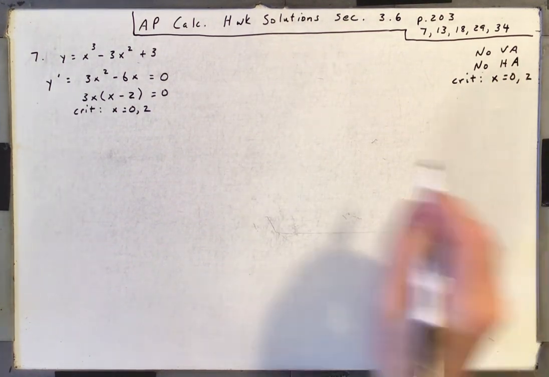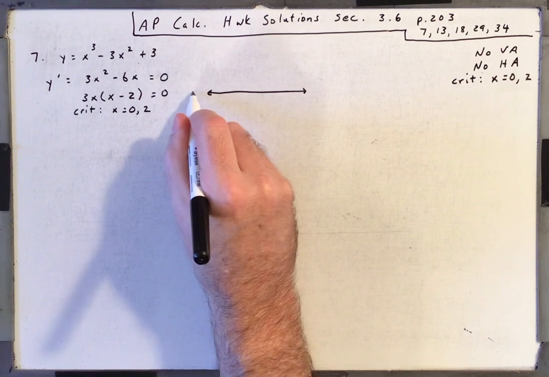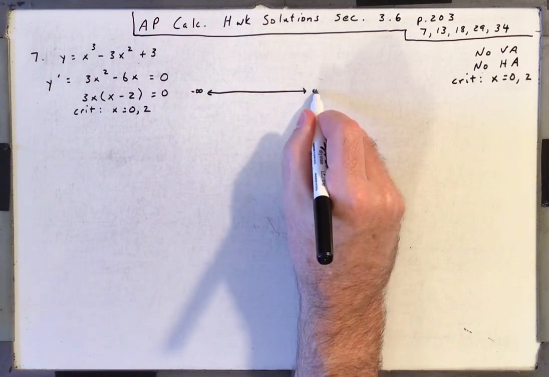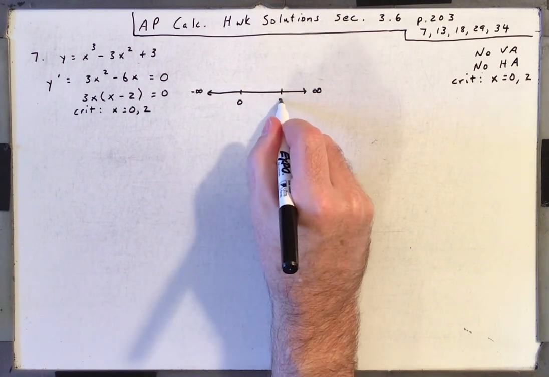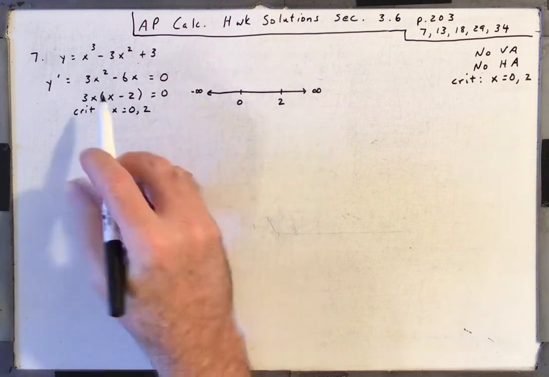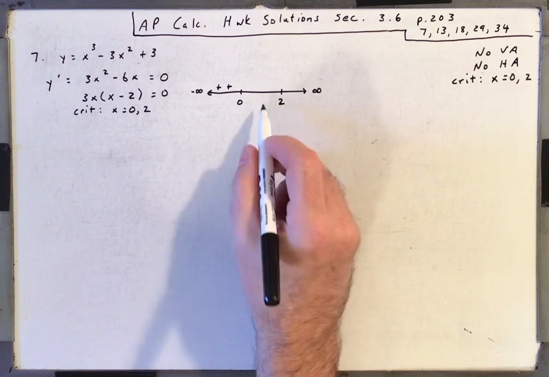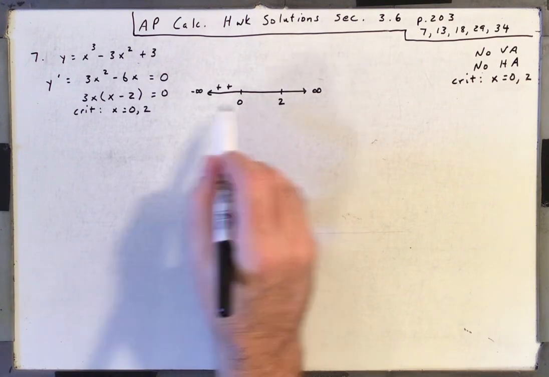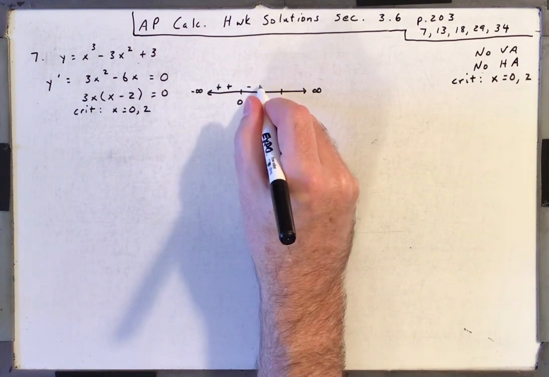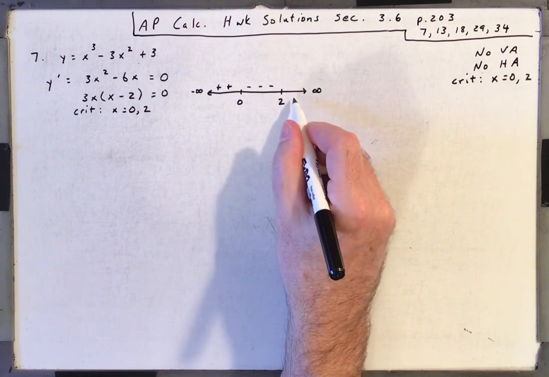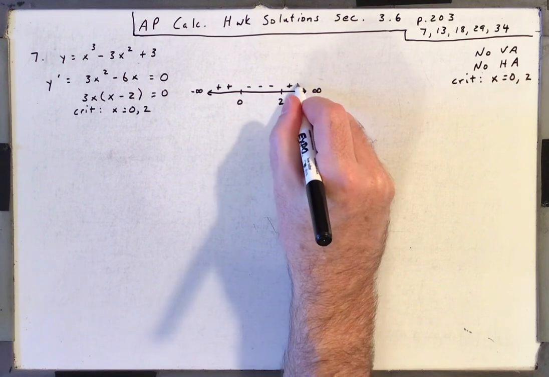Okay, so let's do a sign line from negative infinity to infinity. Left to right, we'll put a 0, then a 2. Let's plug in a negative 1 here. That would be a negative times a negative, which is positive. A good one to plug in between 0 and 2 is 1, so that would be 3 times negative 1, which is negative. And then greater than 2, let's say 10, that'd be 30 times 8, that's positive.